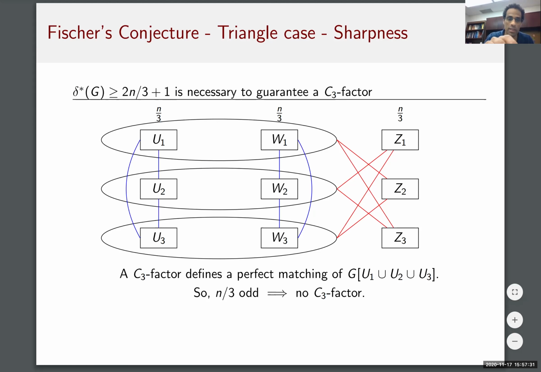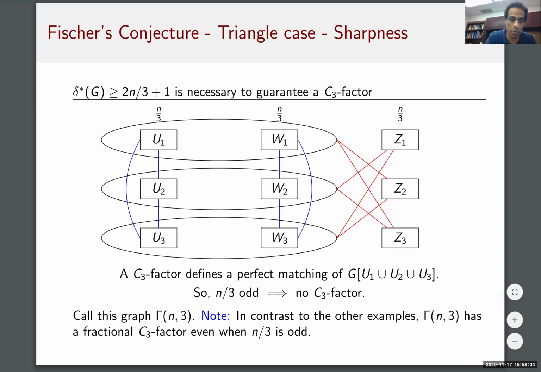But if n over 3 happens to be odd, then I certainly can't have a perfect matching of U1 union U2 union U3 because I'd have an odd number of vertices there. And I wouldn't have a perfect matching of W1, W2, W3 either. So there's no perfect matching of this part of the graph. Okay, so that's what happens. And this graph has minimum partial degree 2n over 3, so you actually need this plus 1 in order to force a C3 factor. And I just want to make one more point about this graph here, which I'll call gamma n3.